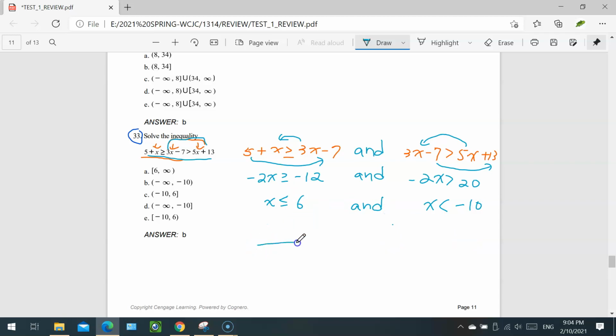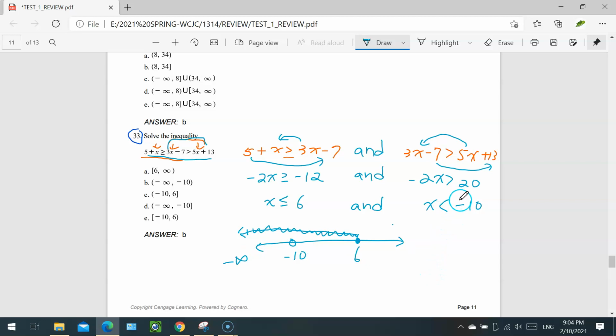So now we draw the number line. We label the 6. 6 is a closed point. Negative 10 is an open circle. The x is less or equal than 6, so you can pick whatever number you want going to negative infinity. Any number as long as less or equal to 6, that works.